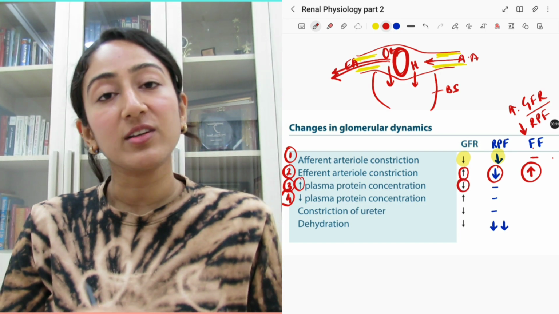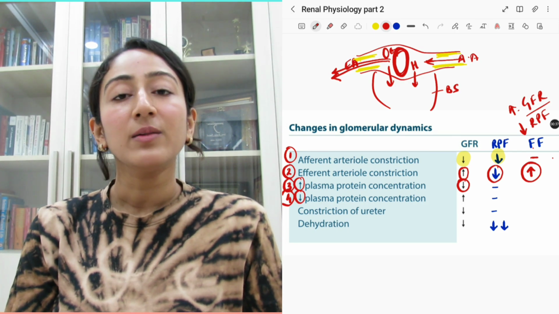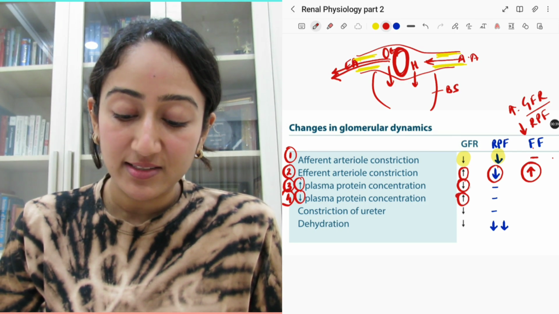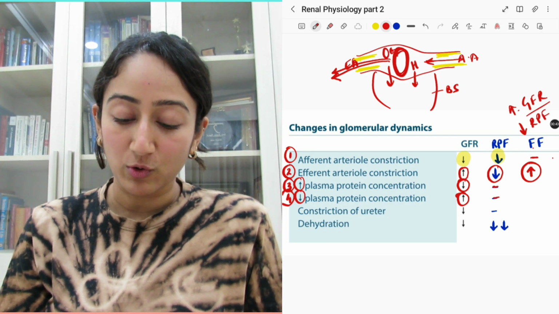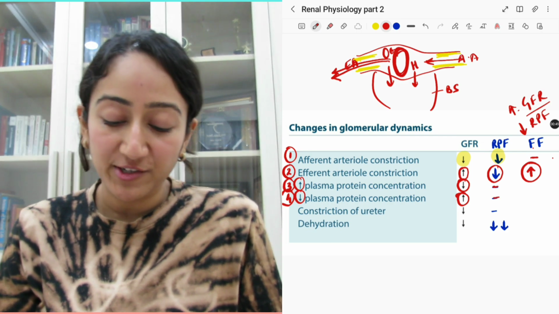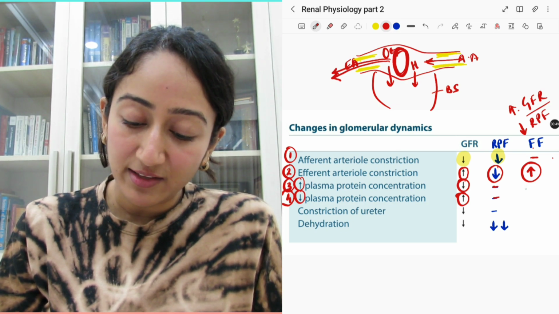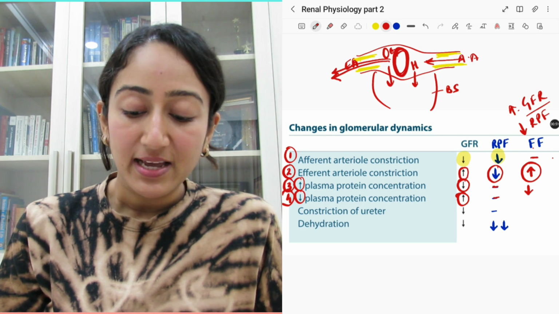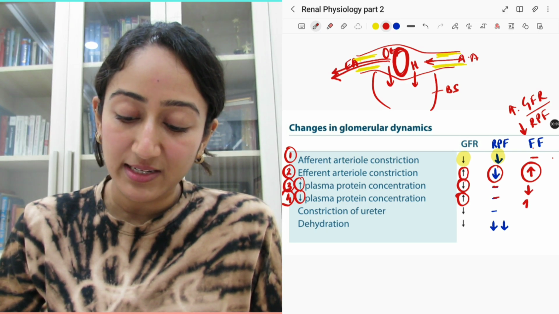However, if the reverse happens, if there is a decrease in the plasma protein concentration, then your GFR is going to increase. But in both of these scenarios, there is going to be no change in the renal plasma flow. Hence, what is going to happen to the filtration fraction? In the third scenario, if the GFR is decreasing, then your filtration fraction will decrease, and if your GFR is increasing, then your filtration fraction will increase, right?